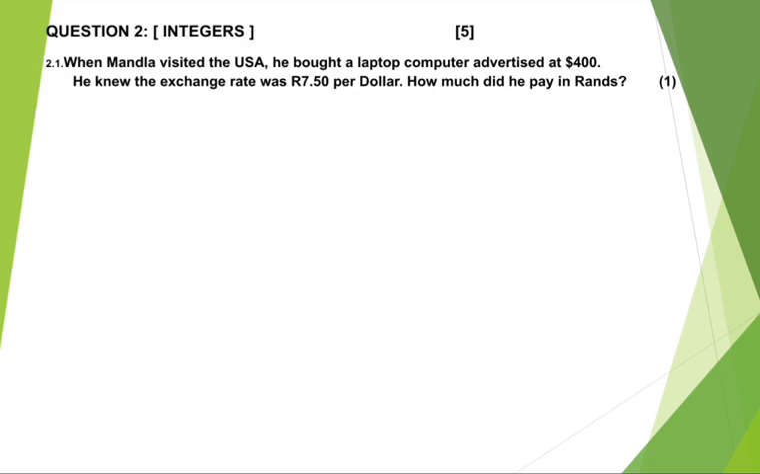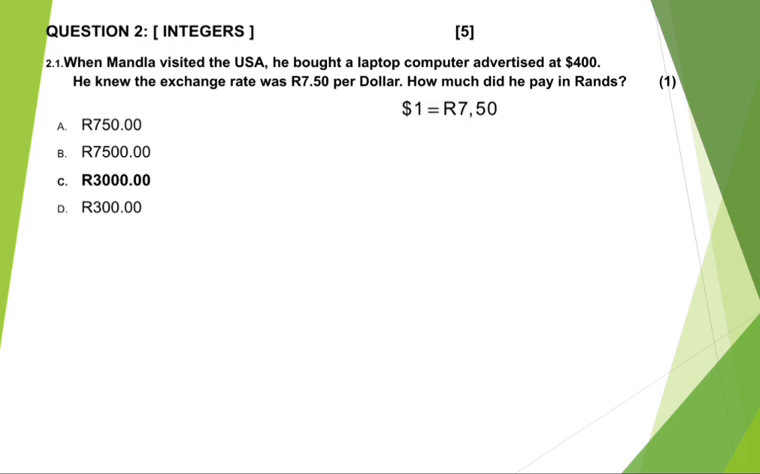Move on to question 2, integers again. When Mandla visited the United States, he bought a laptop computer advertised at $400. He knew the exchange rate was 7 Rand 50 per dollar. How much did he pay in rands? Then of course those options.